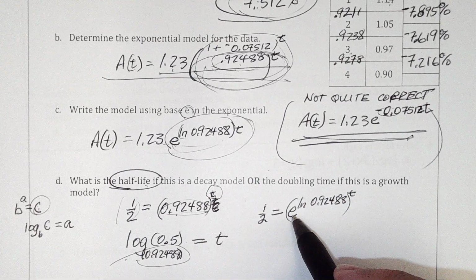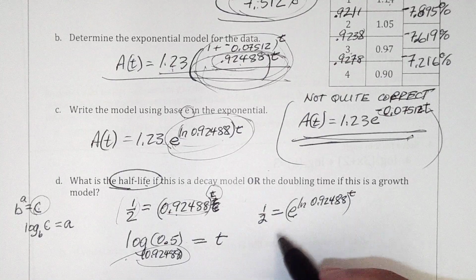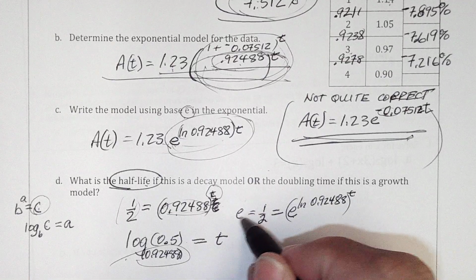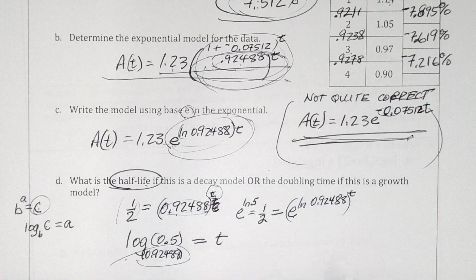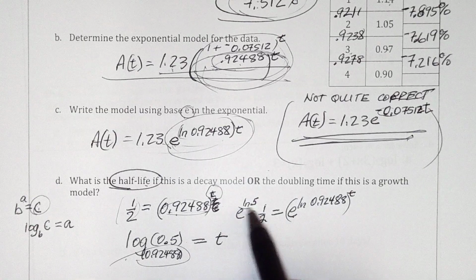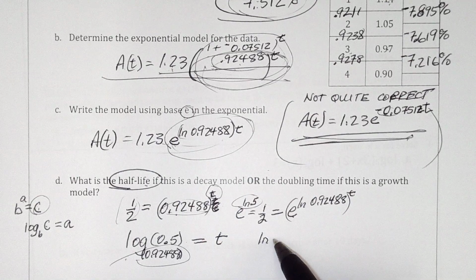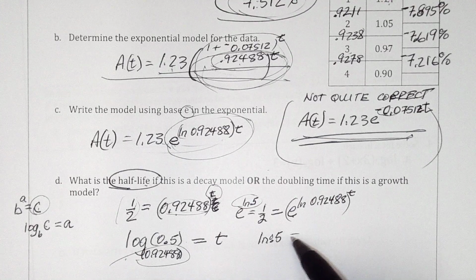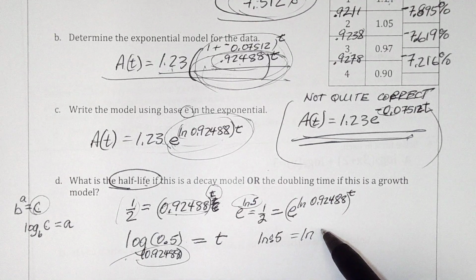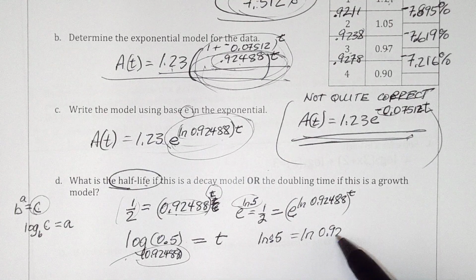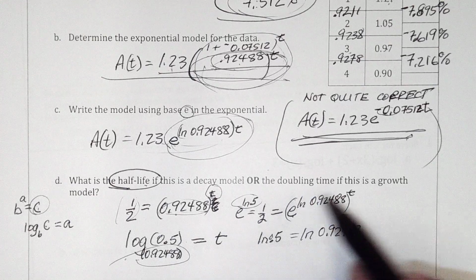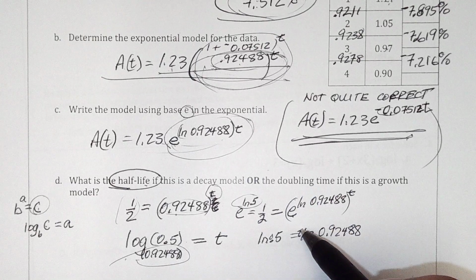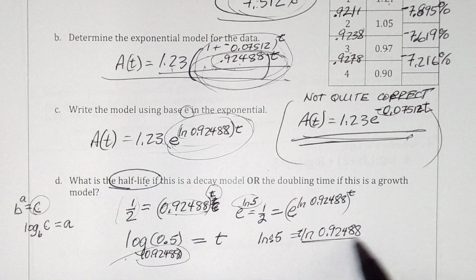Now, this is base e, so I could write this in base e, which should be e to the ln 1/2. Both in base e, so ln 0.5 equals ln 0.92488, and this comes down times the t, times the ln. So I have to divide by this.